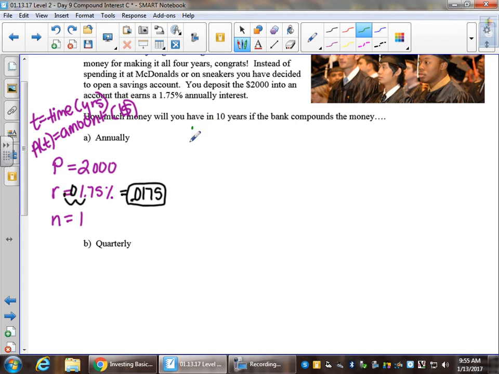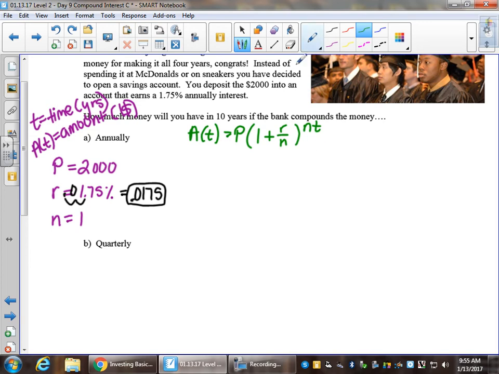A of T equals what? What's the general model? P times 1 plus R divided by N raised to the NT. Don't drop this N. If you drop that, the whole thing's going to come out wrong. So that's why we're going to write it every single time so we get good at it.